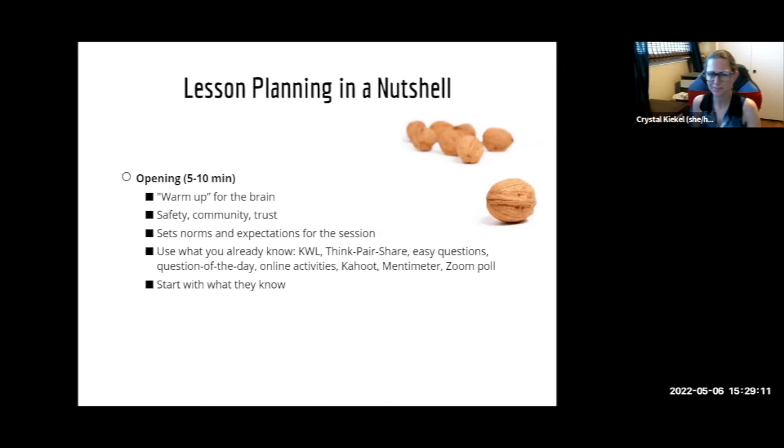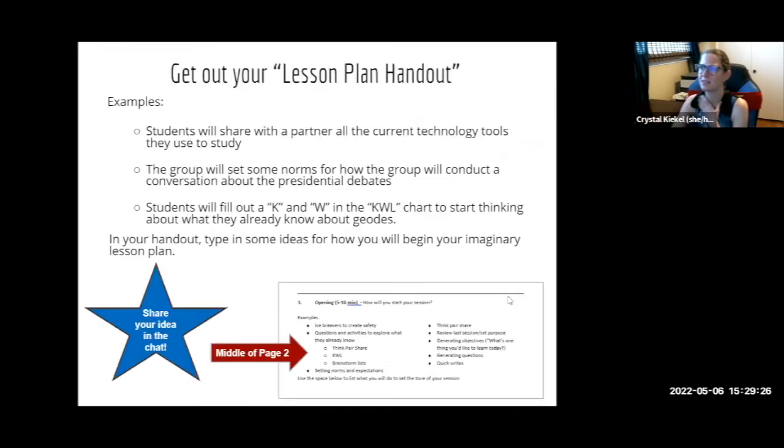It's really important to start with what they know. Don't start with the hard questions. Start with something maybe that they personally already do or know, or easy questions that maybe reinforce the fundamental knowledge of the subject. So here's some examples. Maybe students will share with a partner all of the current technology tools that they use to study, right? I already know what I do. So again, I'll be able to answer that question. I'm not going to start with anything hard.